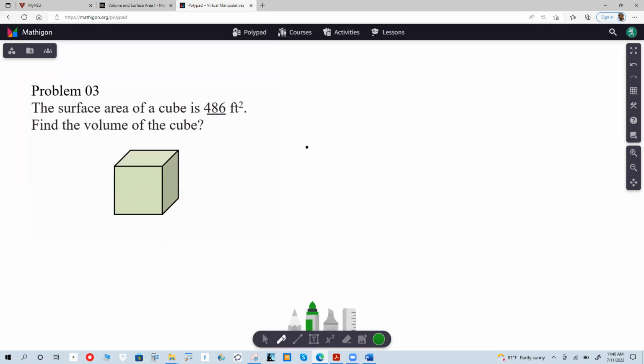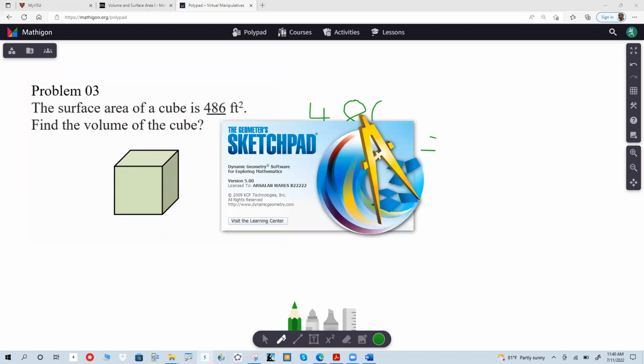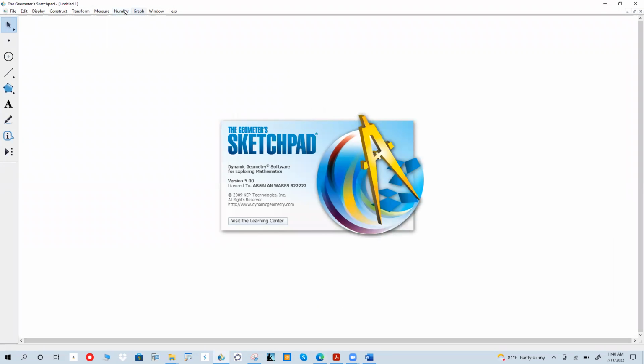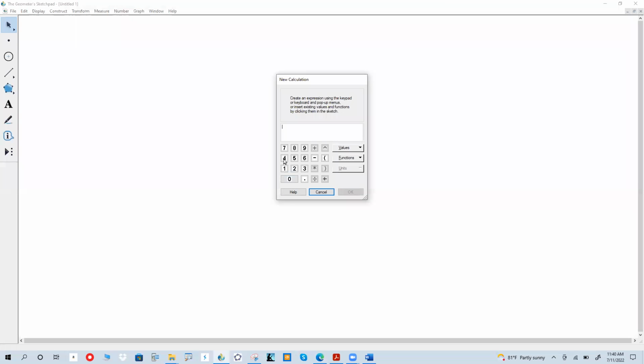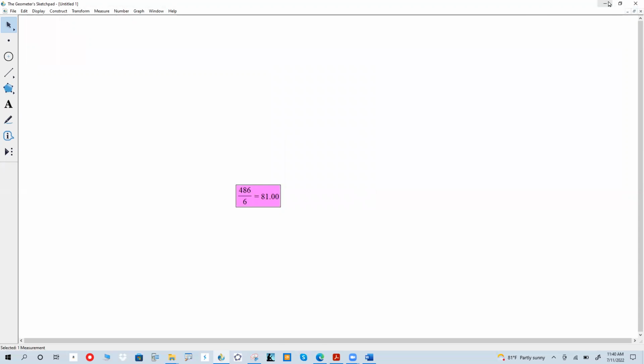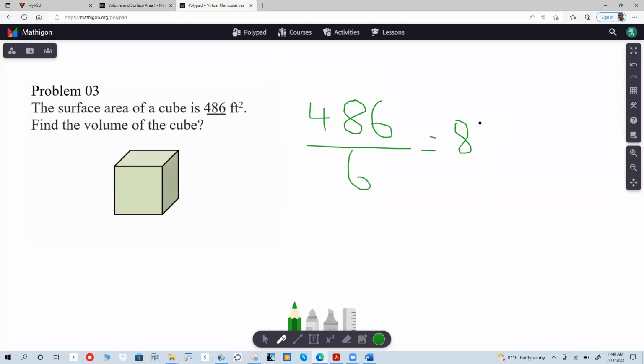So I'm going to take 486 and divide by 6, there are 6 faces. I wonder what I get. Guys, I'm going to use my calculator here. You can use your own hand calculator. 486 divided by 6, 6 faces. I get 81. Okay, so I'm going to write 81 here.